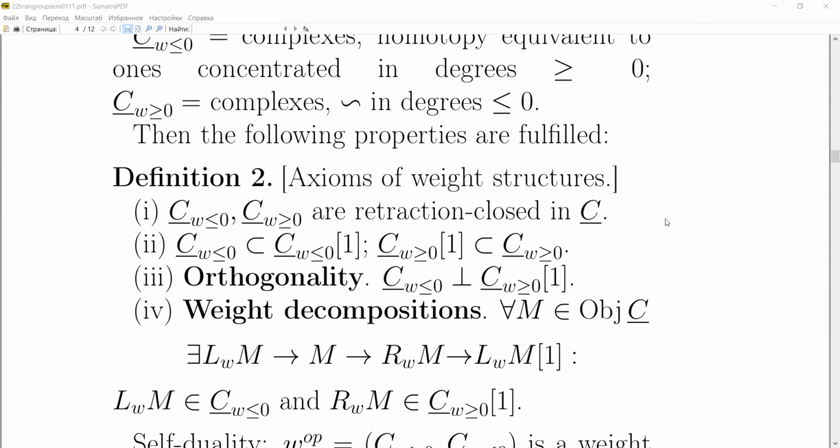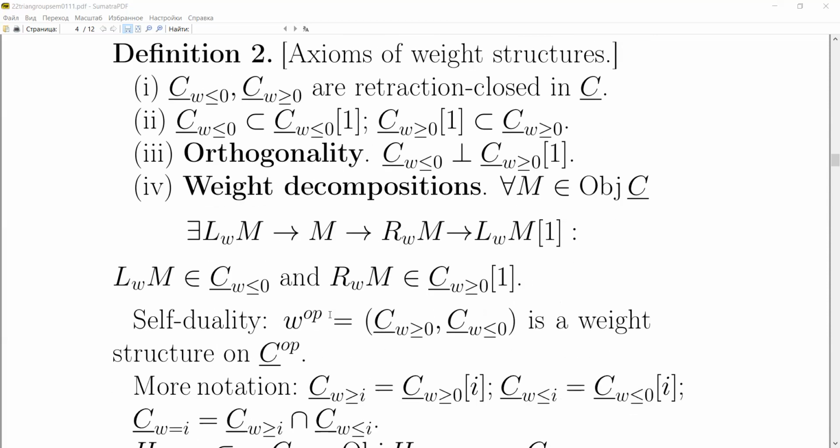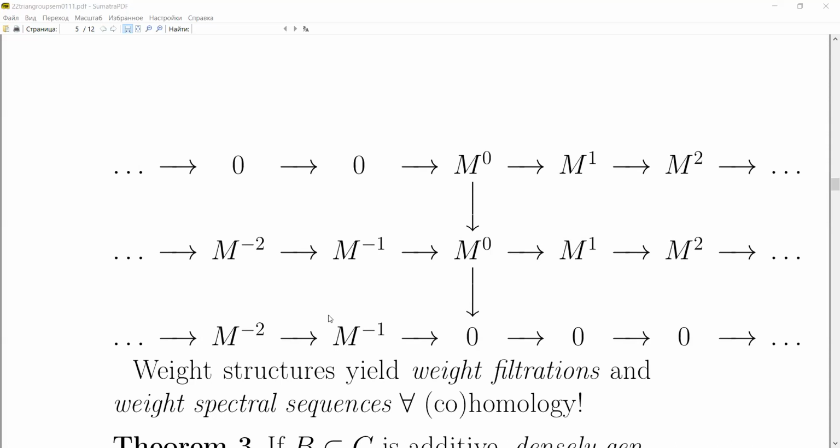So here are the axioms. For some technical reasons that are not really important, you want these two classes to be retraction closed in the category. This is how they behave with respect to shifts. This is the homological convention. Then the orthogonality axiom and weight decomposition. Okay, so here is an example for complexes. This is what I denoted L_w, and this is R_w, these two complexes. This is certainly a distinguished triangle.